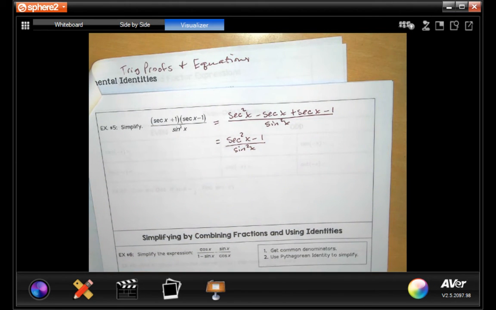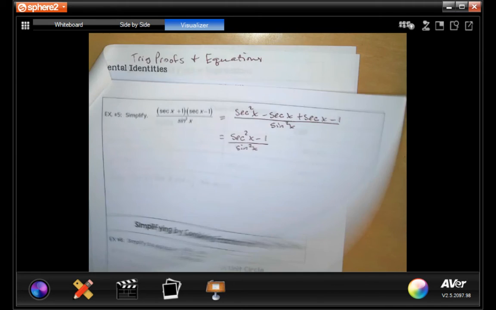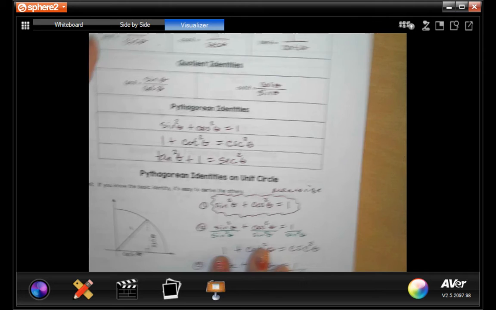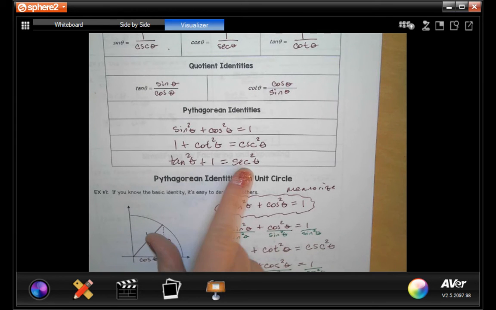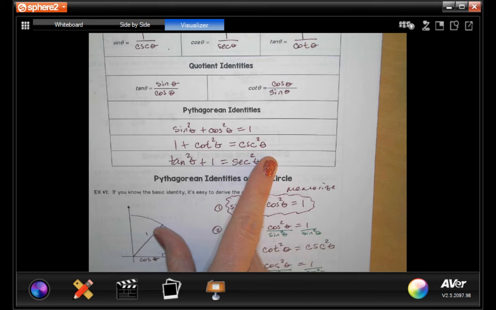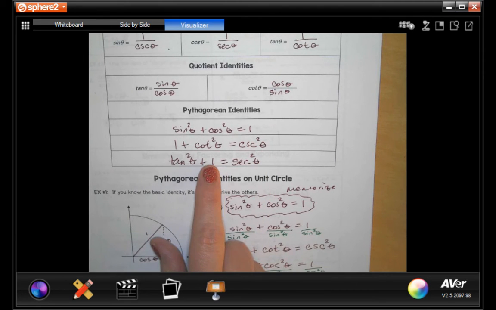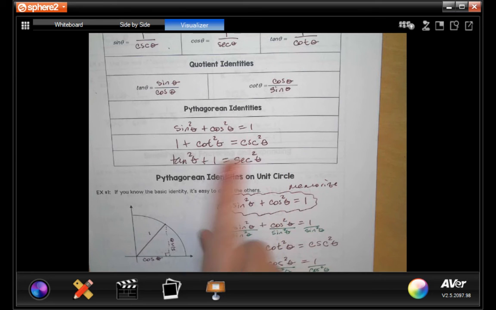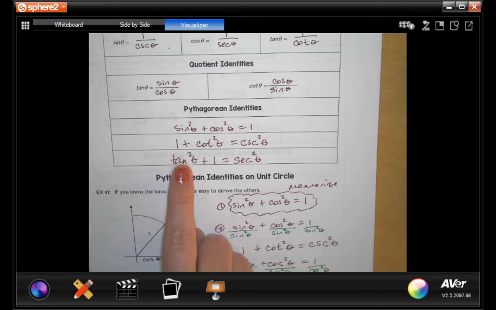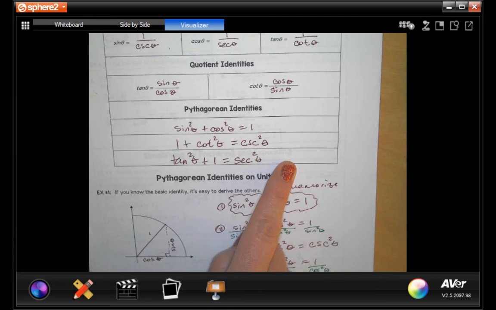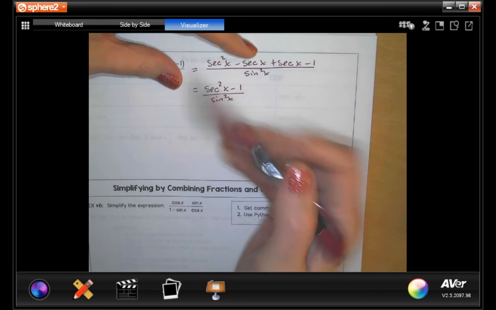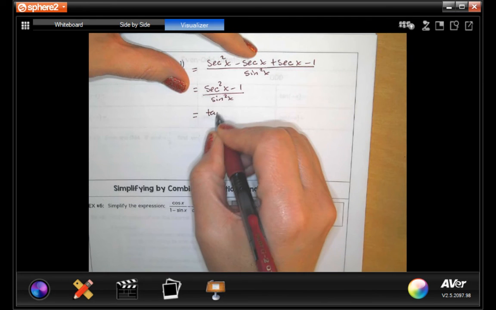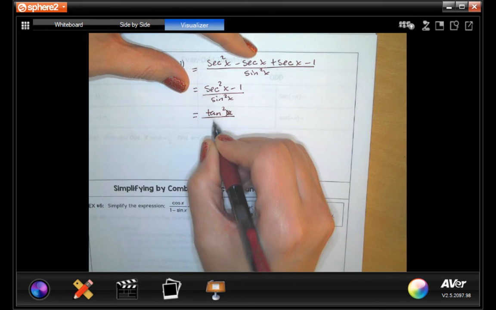Okay, so now we've got to think about this. Usually when we have stuff like this, we're looking at these Pythagorean identities. So secant squared x and 1. Well, if you think about this bottom one here, if we subtracted 1, we would have a minus 1, right? We could rewrite this as tan squared theta equals secant squared theta minus 1, which is what we're going to do over here. So secant squared x minus 1 is the same as tan squared x, over sine squared x.